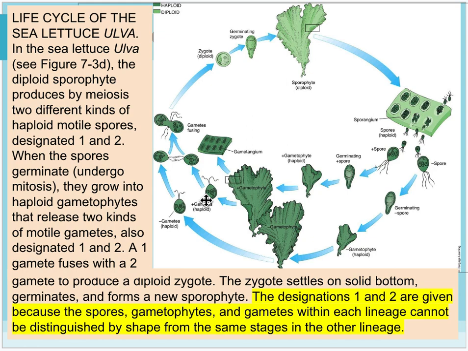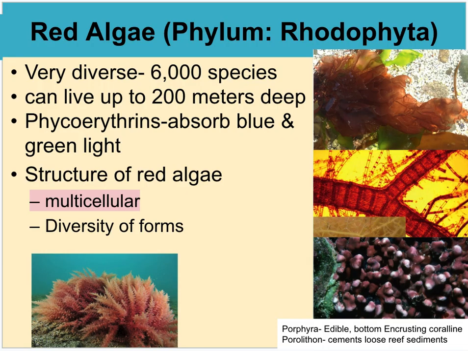The reason why they show it that way is it's impossible physically to tell the difference between the sperm and the egg in this version. They look exactly the same, but they know, and they're able to find and join an egg with a sperm to fuse and make a zygote, which is interesting.